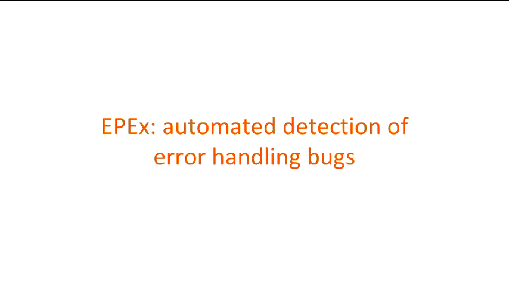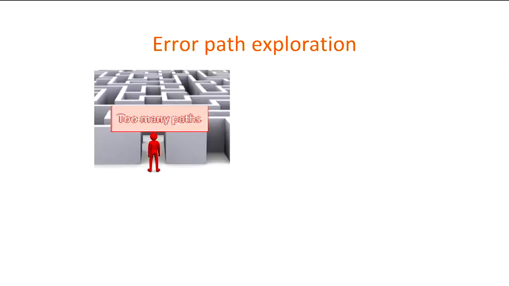This is where EPEx comes in. It is an automatic tool for detecting error handling mechanisms. It stands for error path exploration because we need to explore different paths. Problem is, there are a lot of paths. How do we cut down to what's necessary?